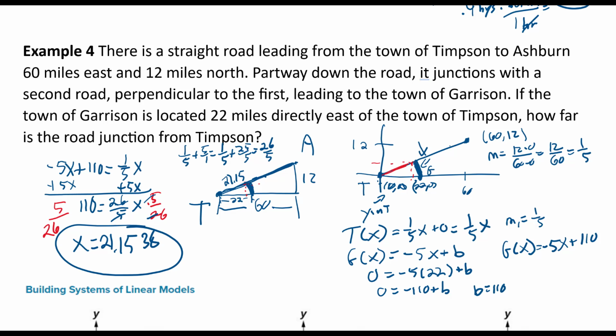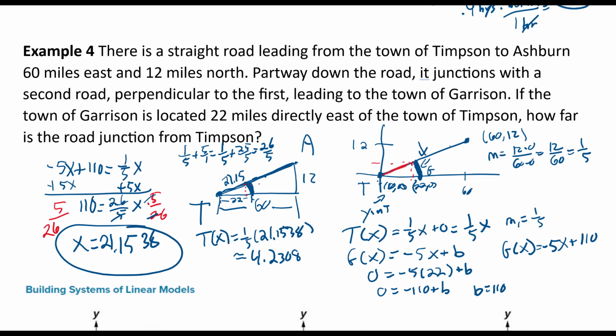So our corresponding y value, and I'll make it easy on ourselves, just do t of x is 1/5 times 21.1538, and that's going to be the y value. And let me get my calculator out here. That comes out to be 4.2308 if I round. So by the way, my calculator stored more digits than that, so I'm just rounding there.